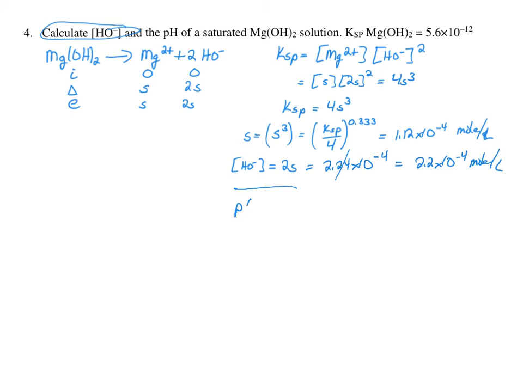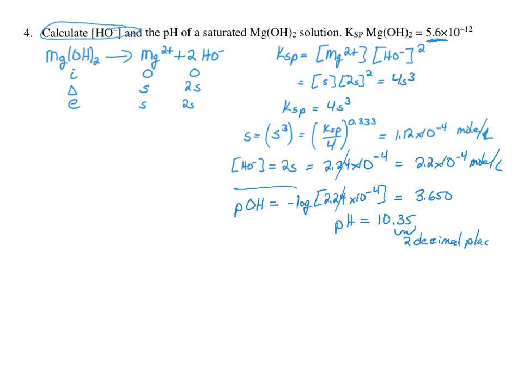For pH, we can first calculate pOH, which is 3.650. So our pH is 10.35. And looking at our sig figs, we see we can justify 2 sig figs, which means 2 decimal places. And the correct pH with the right number of sig figs is 10.35.